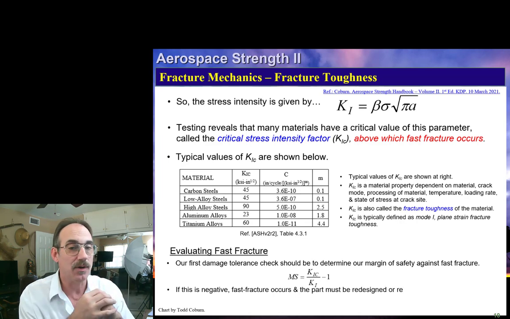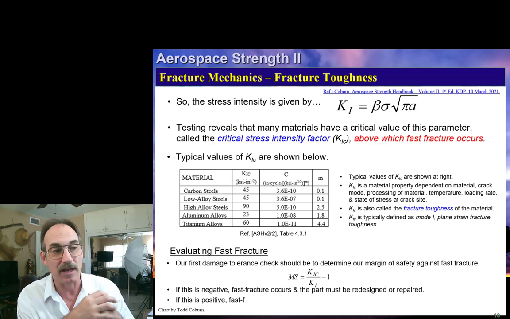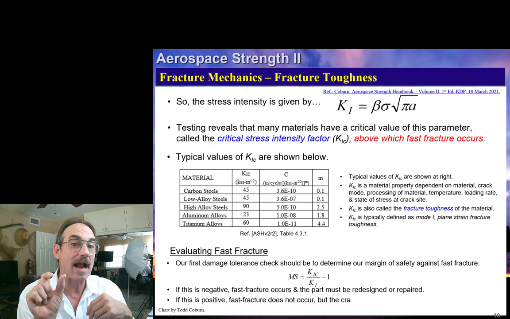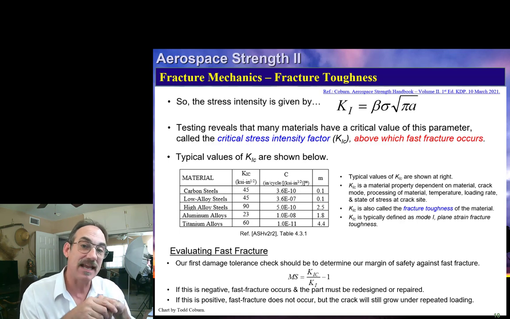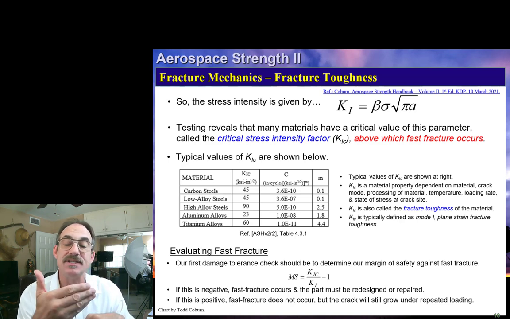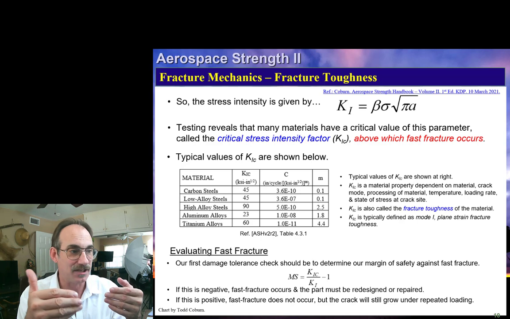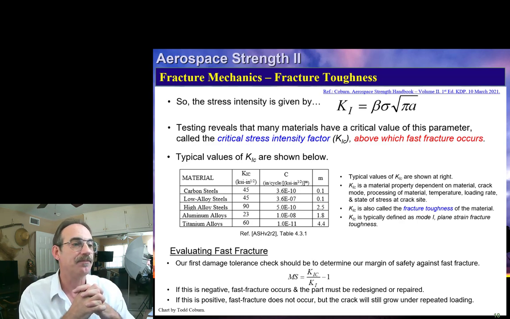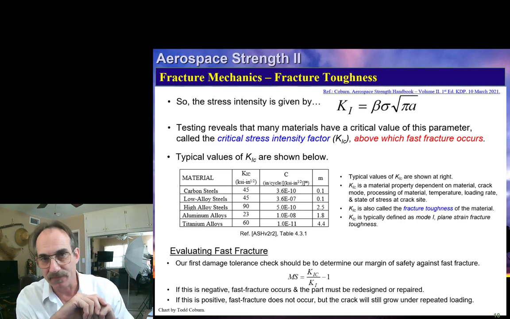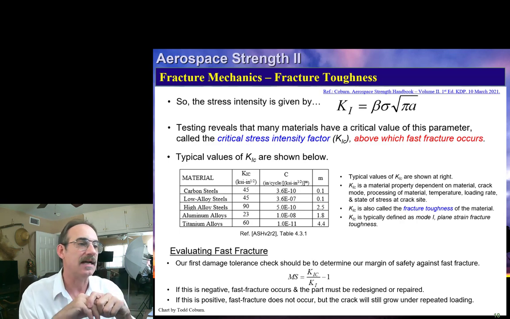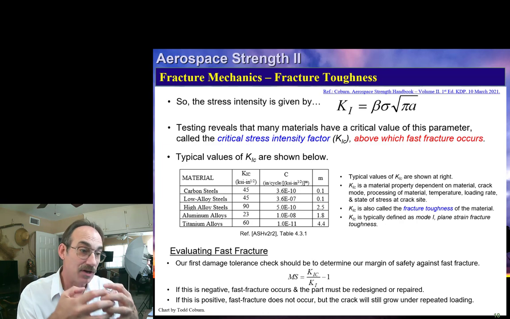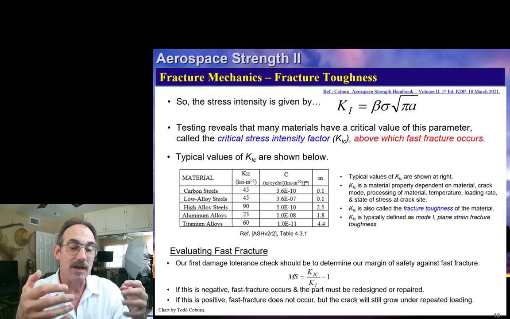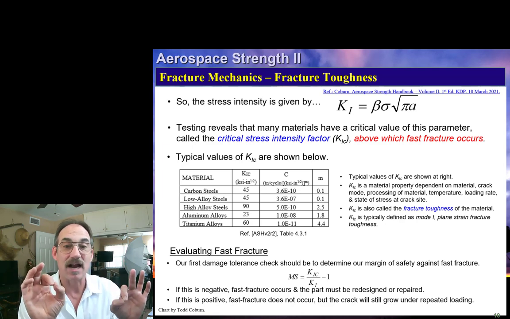The first and most simple thing we can do with our fracture mechanics is make sure that for any crack size we are not going to fast fracture. We can write a margin of safety against fast fracture by just taking K1C divided by K1, minus 1, in the standard method. If the value is negative, we need to redesign, and if it's positive, that means fast fracture doesn't occur. This crack will probably still grow as we get repeated loading, but at least we know we're not going to fast fracture at this point.